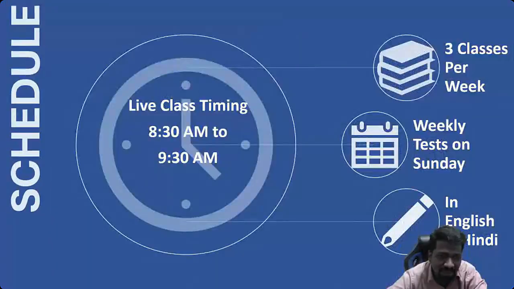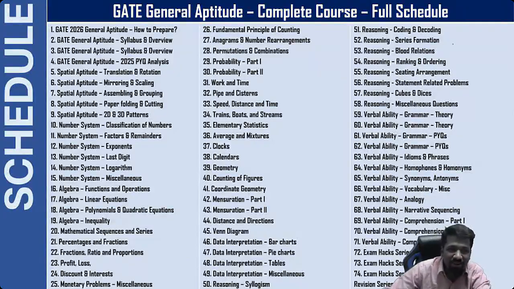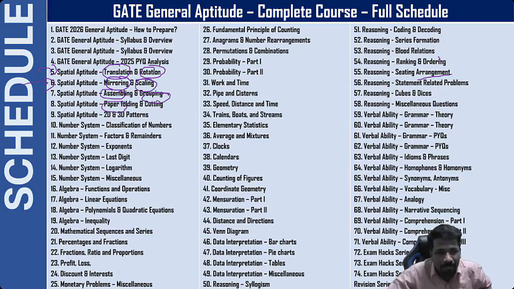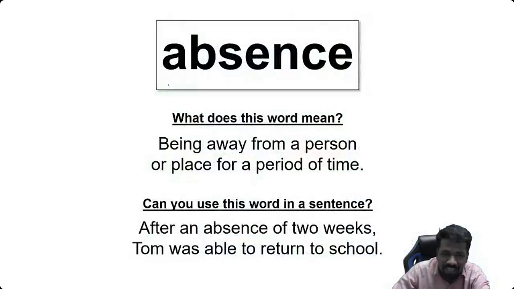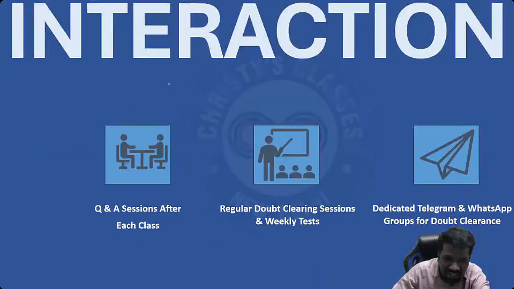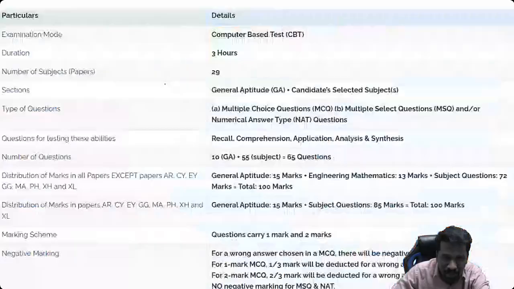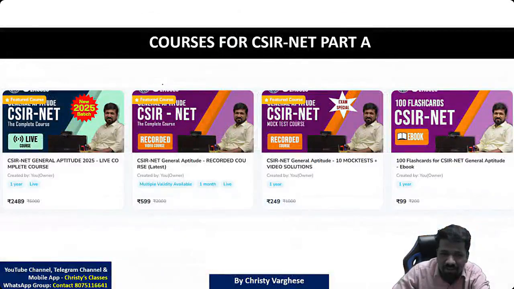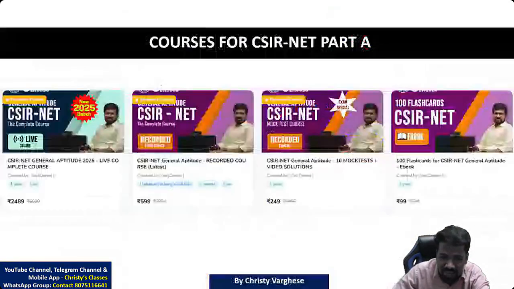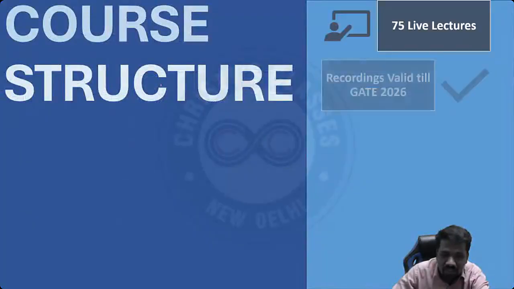And all these are separate topics, don't worry. Rotation and translation have a separate lecture for those two topics. Mirroring and scaling have a separate lecture, assembling and grouping a separate lecture, paper folding and cutting a separate lecture, and 2D and 3D patterns separate lectures. I haven't decided these topics; these are mentioned in the syllabus. It's purely based on the syllabus given by the GATE exam, I mean the IITs or IISc who conduct the GATE exam.